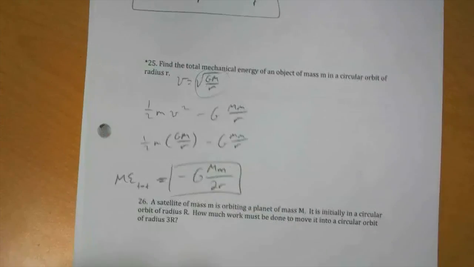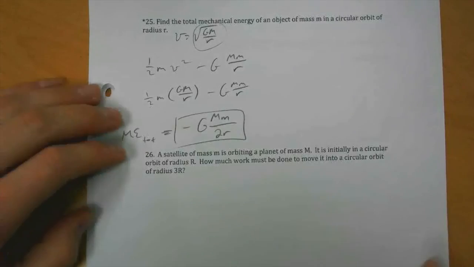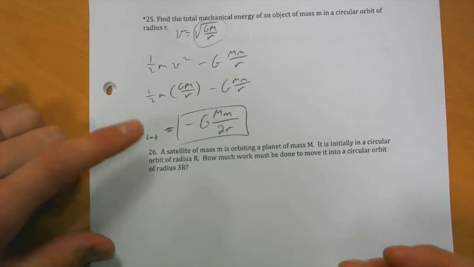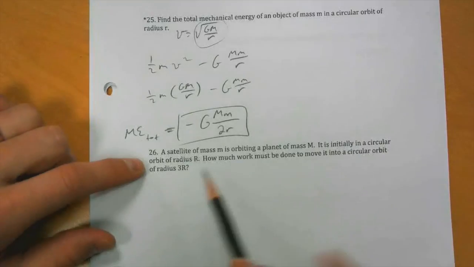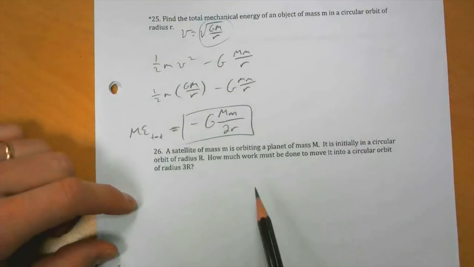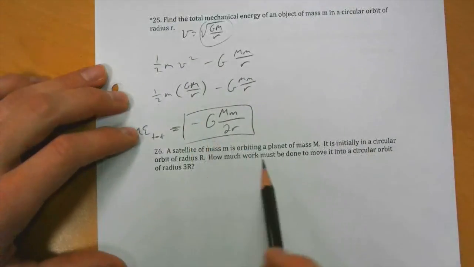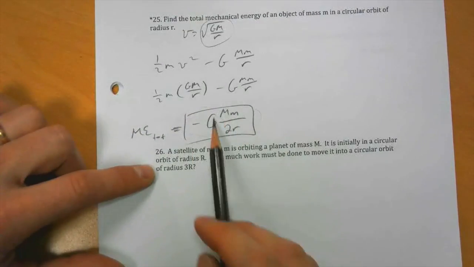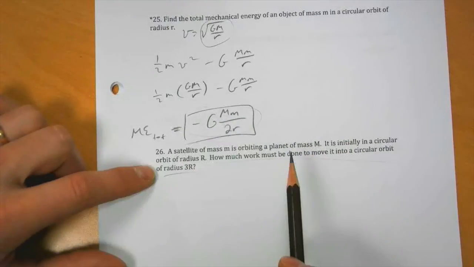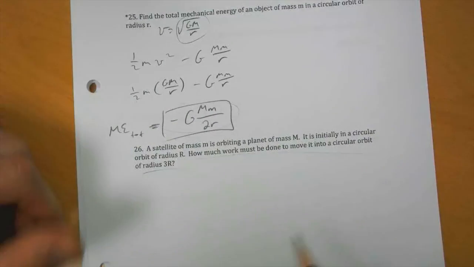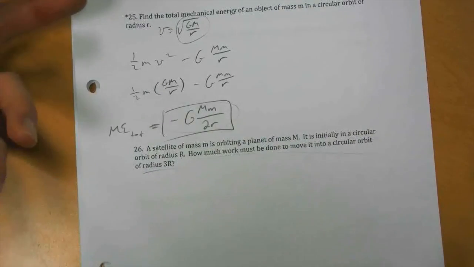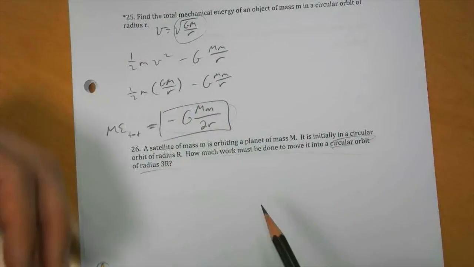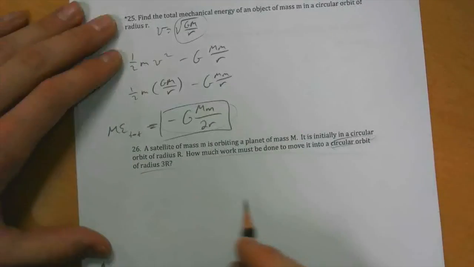All right, just continuing on, going to keep chugging away here. A satellite of mass m is orbiting a planet, initially in a circular orbit. How much work must be done to move it into a circular orbit of radius 3r? This is the kind of question where knowing this formula is useful. So if you didn't think about this total mechanical energy, how much work must be done, you might just think, oh, well, it's changing its potential energy, find the change in potential energy, that's the work. But to be put into a circular orbit, you also need to be changing the speed of the object, so you have to be careful about that.